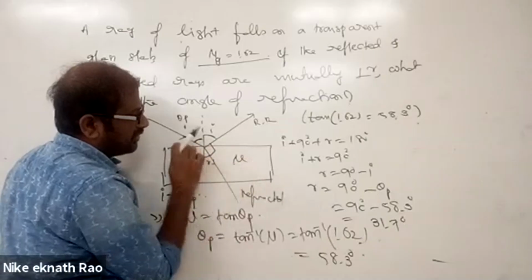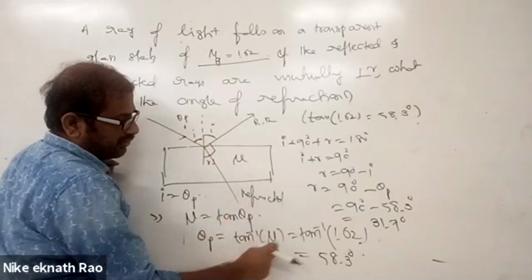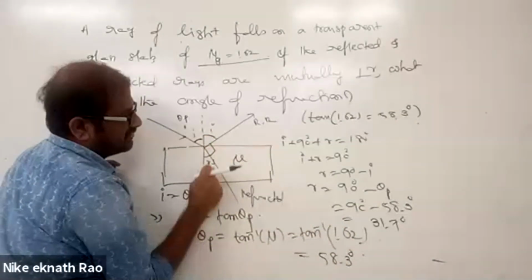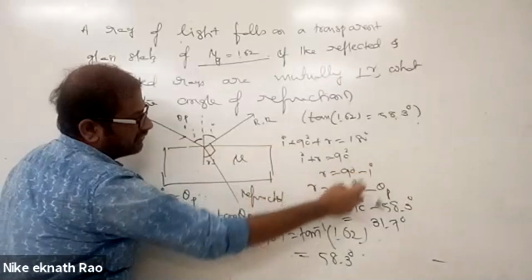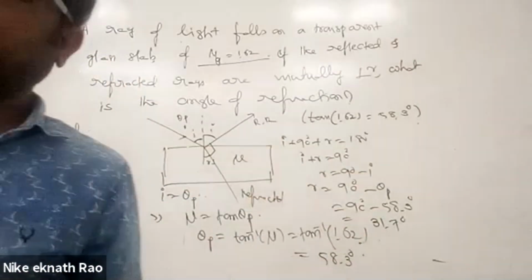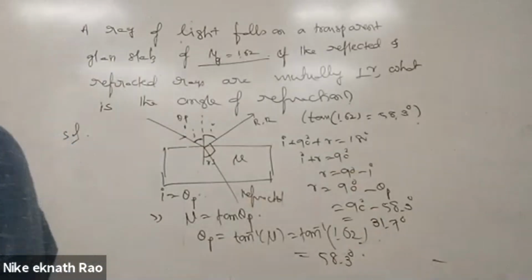So when they are mutually perpendicular, this angle is the polarizing angle. The direct formula of refractive index and polarizing angle relation: mu is equal to tan theta P, theta P is tan inverse of mu. For this value 58.3, it is asking the value of R. As you know, I plus 90 plus R is 180, R is 90 minus I. Subtract, 31.7 degrees is what? Angle of refraction.